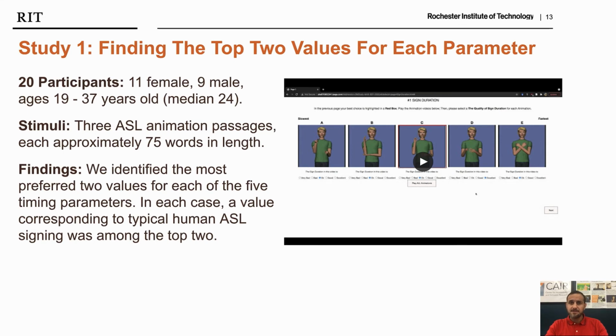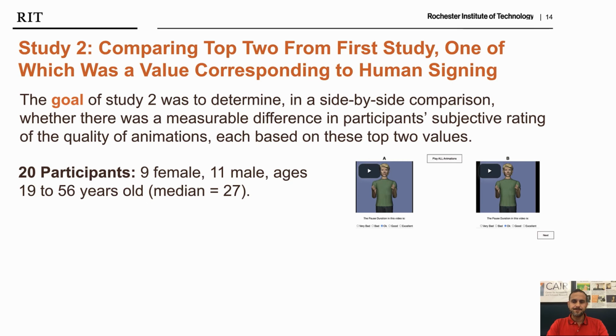People rated each animation, and we found the two preferred levels of each timing parameter. And it just happened that the human level was always one of the top two each time. Please feel free to check the paper for additional details.